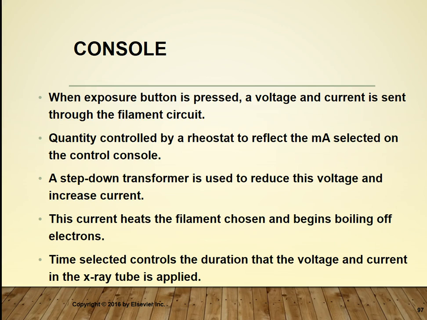Okay, so now at the console, within the filament circuit, when the exposure button is pushed, a voltage and a current is sent through the filament circuit. Quantity is controlled by the rheostat that reflects the MA that you've already selected. The step-down transformer reduces that and increases current. It heats the filament chosen and begins boiling off electrons. And then the time you have already selected controls the duration that the voltage and current in the X-ray tube is applied.